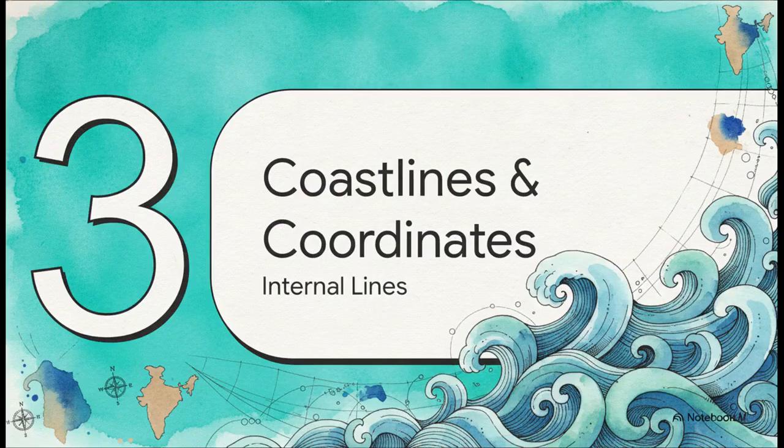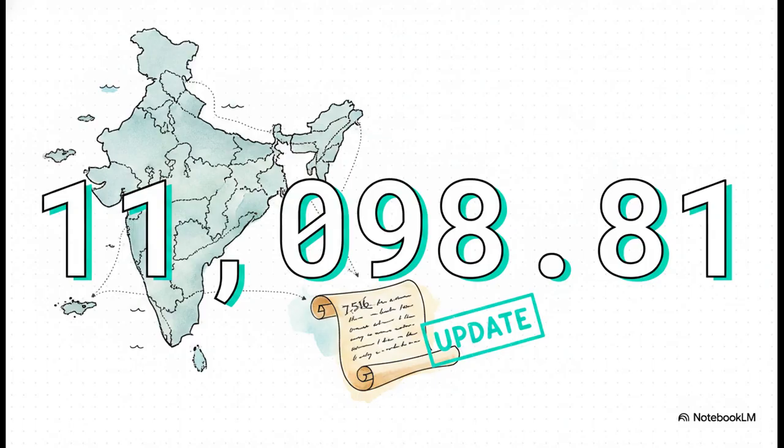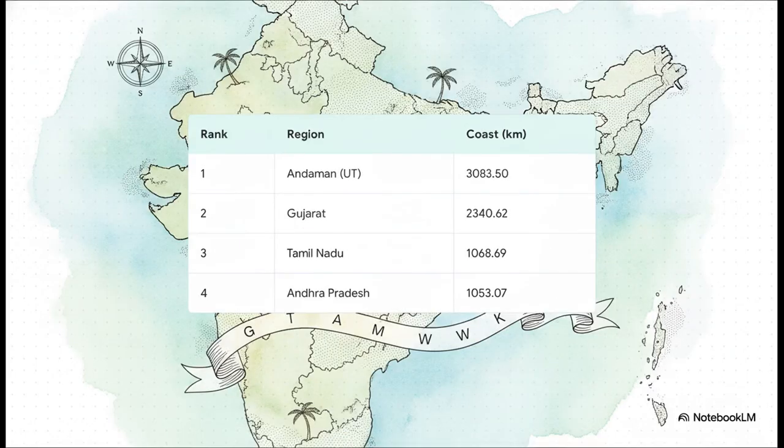Okay, Section 3, Coastlines and Critical Coordinates. Now, you might have seen older textbooks citing a coastline of about 7,516 kilometers. But here is a crucial update. A recent government circular updated the total coastline length, including every single island, to exactly 11,098.81 kilometers. So, if you're looking for the most accurate, modern geographical data, that's the number you absolutely need to lock into your memory.